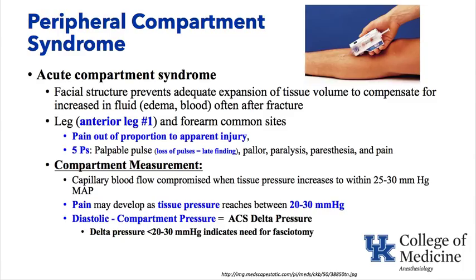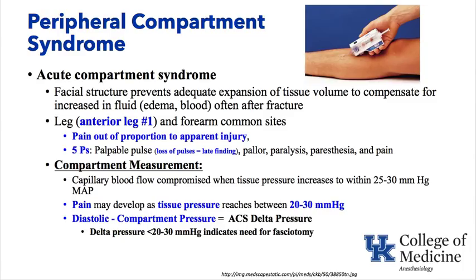finding. Compartment measurements can be made, and the needle being placed in the anterior compartment of the leg is shown in the top picture. Capillary blood flow is compromised when the tissue pressure increases to within about 25 to 30 millimeters of mercury of the mean arterial pressure. So as that compartment pressure rises closer and closer to the MAP of the patient, blood flow to the tissues becomes inadequate over time.